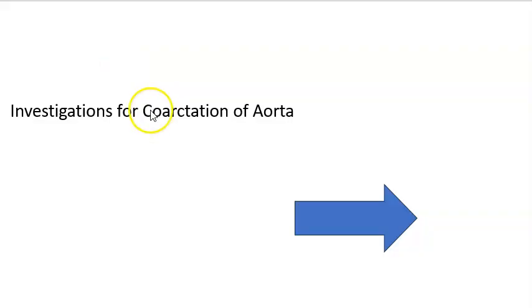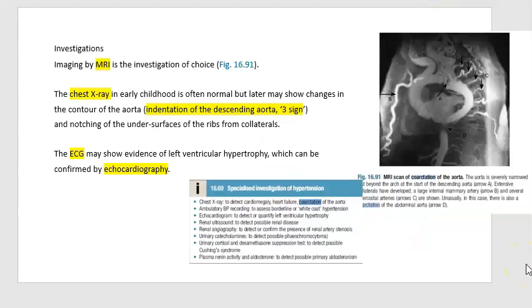What is left now? Only investigation and management. See, actually for this you should read the congenital heart disease topic and then you will understand. We are covering only coarctation of aorta. So look at the investigations for coarctation of aorta. The best is MRI. Okay, that's what they're saying.